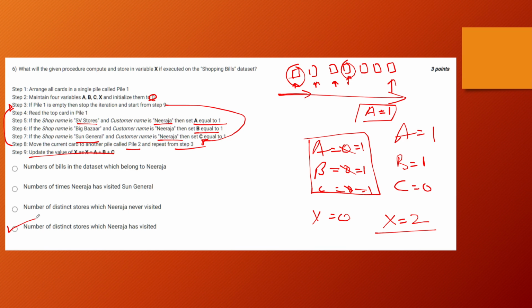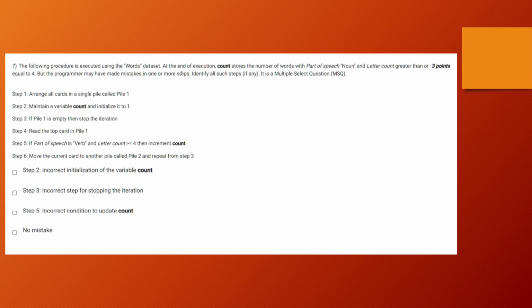That is, the correct answer to question number 6 is option number 4, which reads: X represents the number of distinct stores which Nirja has visited. So with that, let's move to question number 7. Question number 7 is quite interesting. Let's read the question first.